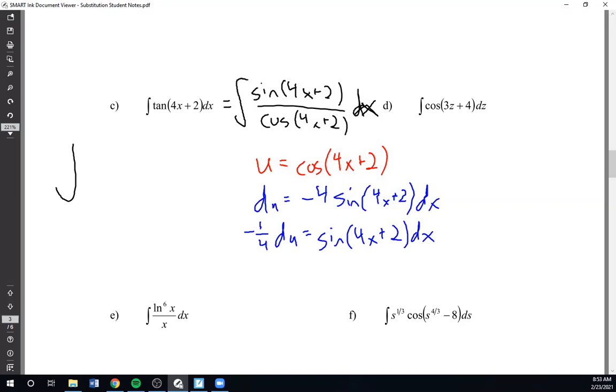Now, I'm going to go through the rest of this problem. But while I do that, what I want to talk about is why did I choose cosine and not sine? The reason I chose cosine and not sine is because we want to keep our sine and dx on the top here. Because if I chose sine to be my u, then I would have du end up on the bottom of the fraction. And I don't want du to end up on the bottom. I want it to stay on the top where it is.